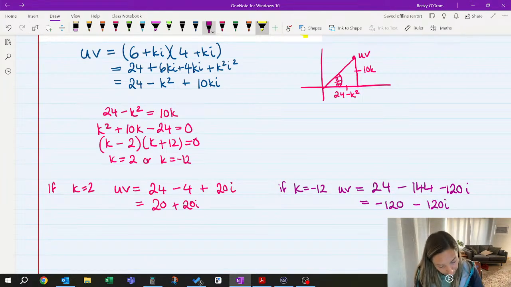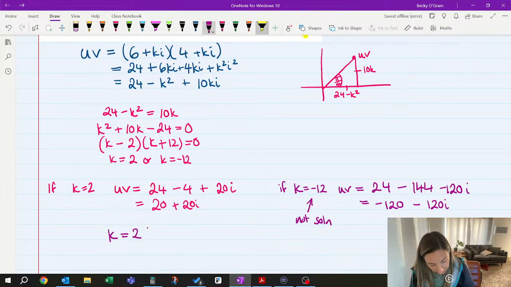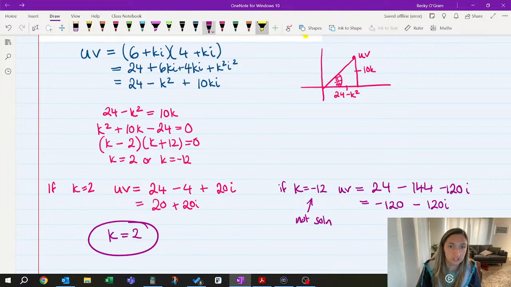Now that one is going to be down in our negative quadrant down here. It'll be this one just here. It'll be across by minus 120 and down by minus 120. So that doesn't give us a solution that matches the situation that we've got, because we wouldn't get an argument of pi by 4. We'd actually get an argument of negative 3 pi by 4 if it was to go over that side. So therefore we discard this one. So this is not a solution. So therefore k is equal to 2 is our final and only possible value for k.